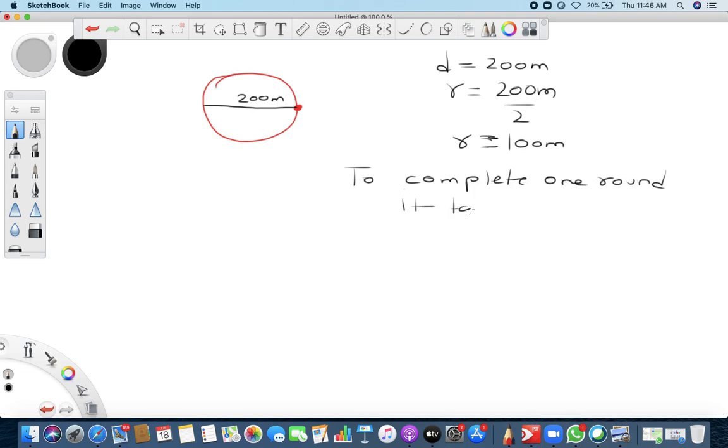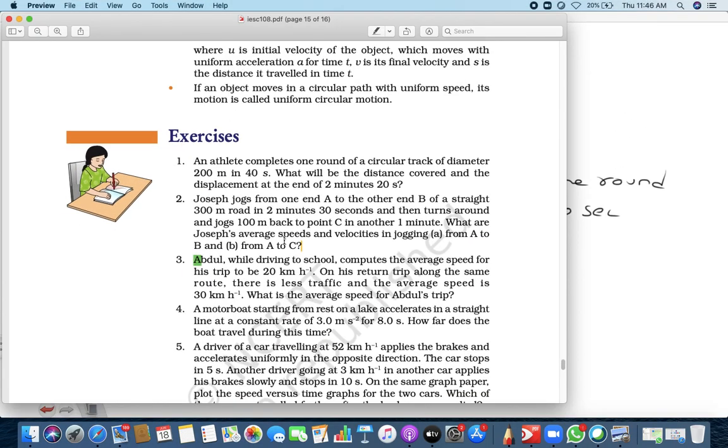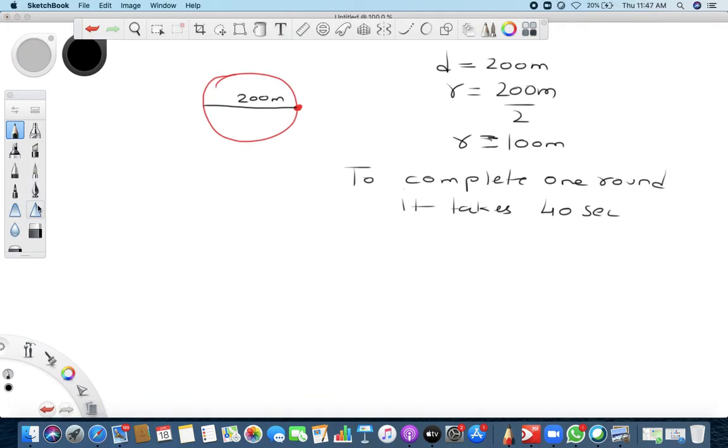It takes 40 seconds. Okay, so now here what we have to see is we have to find out the distance and displacement at the end of 2 minutes and 20 seconds. Now, first of all, 2 minutes and 20 seconds. So 2 minutes is 120 seconds plus 20 seconds. So that is 140 seconds.